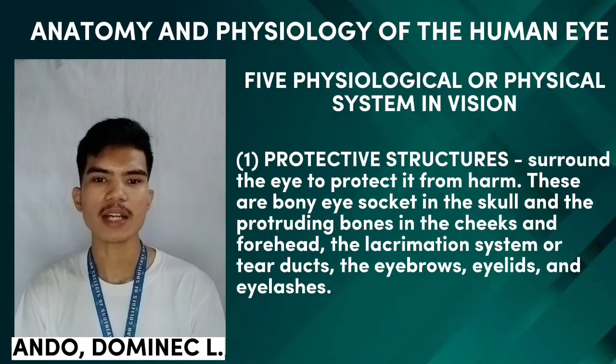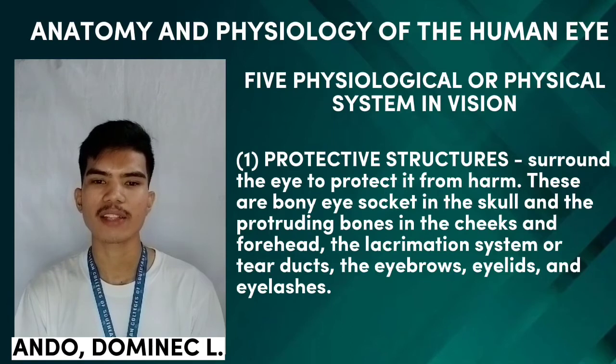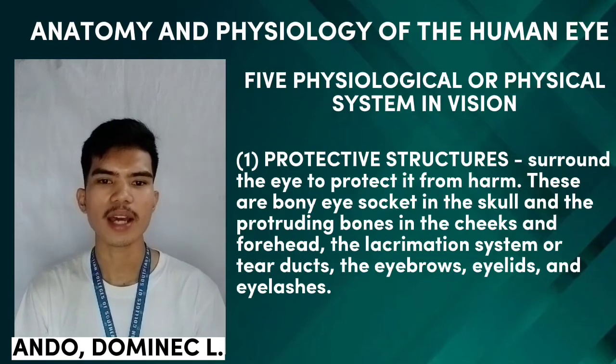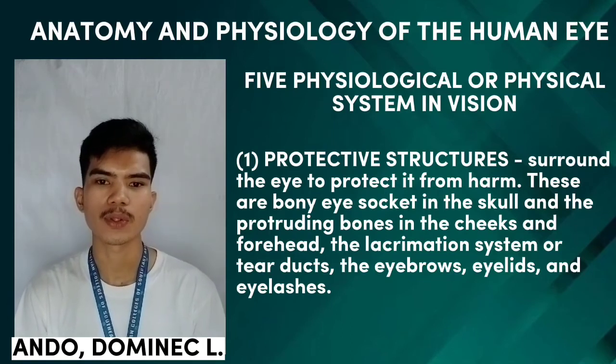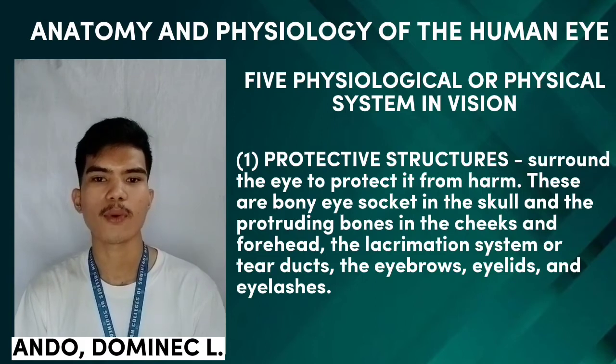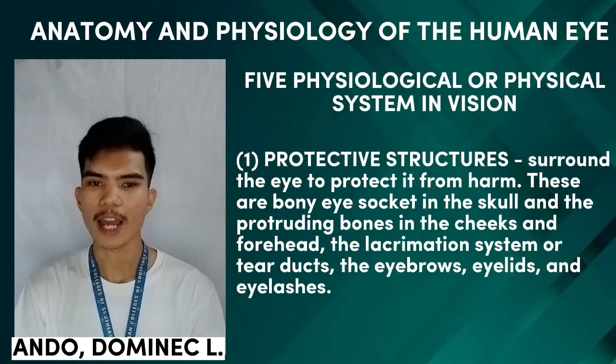The protective structures surround the eye to protect it from harm. These are the bony eye socket in the skull and the protruding bones in the cheeks and forehead, the lacrimation system or tear ducts, the eyebrows, eyelids, and eyelashes.